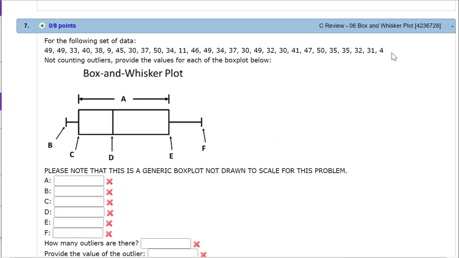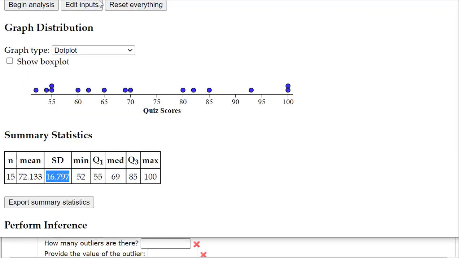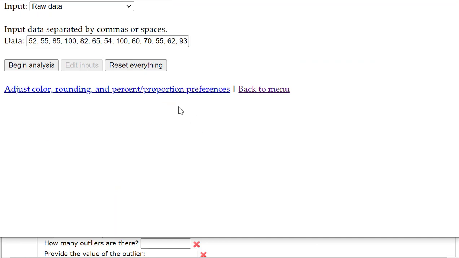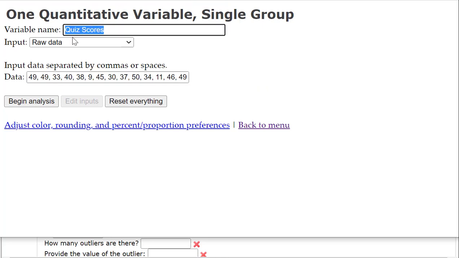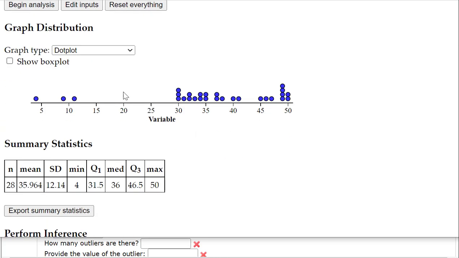box and whisker plot. We're going to copy the data, make our life easier. So this is a generic box plot. It's not drawn to scale. What I'm going to want you to do is tell me what all these values are. So let me go ahead and copy this data, and I'm going to edit my inputs, clear them all out. All right, and I don't even know what kind of data this is. Begin analysis. All right, so there's my data, and I'm going to hit box plot.